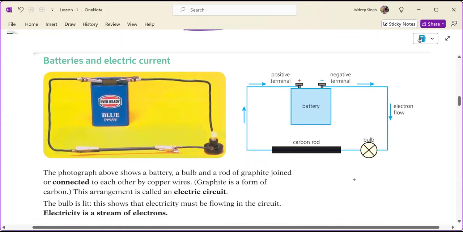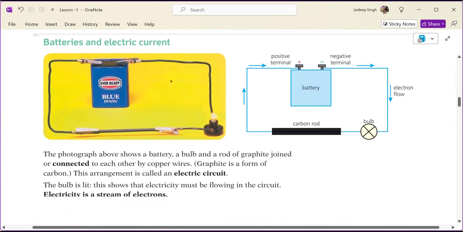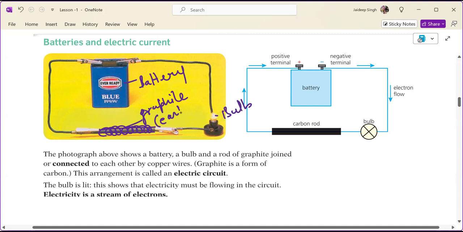See, batteries and electrical circuits. This is the photograph. It shows a battery, a bulb, and a rod of graphite. See, this is the structure. This is the graphite rod. Graphite is actually carbon. It is connected to copper wire.